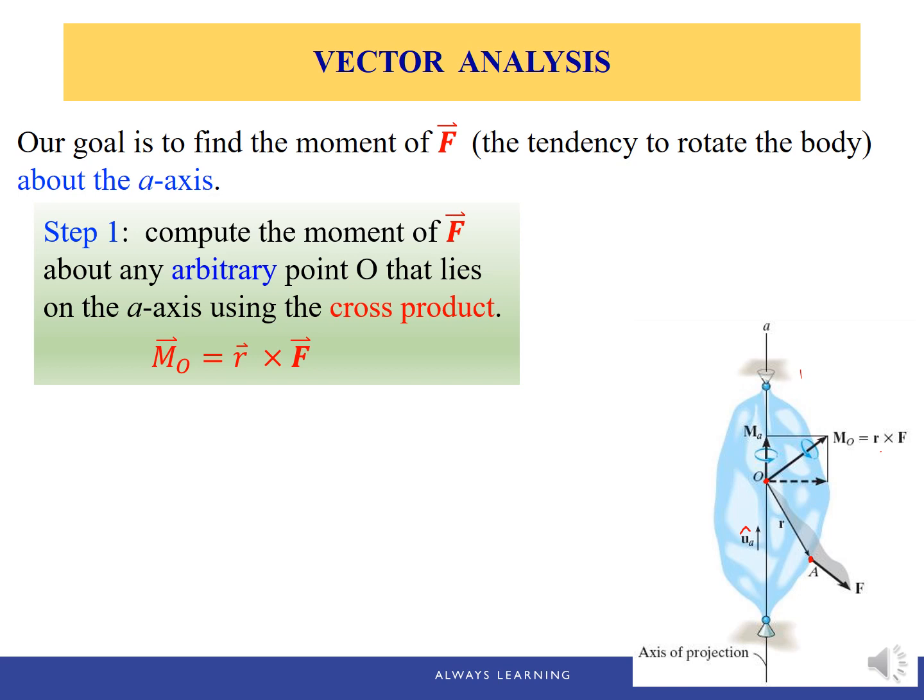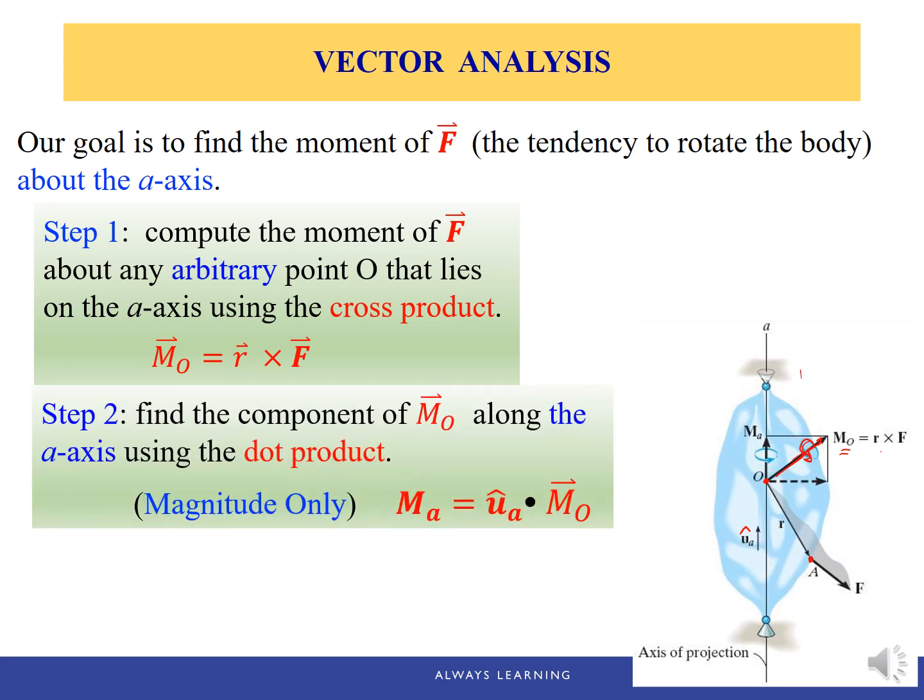So the MO is the tendency of the force to rotate the bottle about point O, or the axis actually passing through the point O, pointing in the direction of MO. Again, this will be defined by the right-hand rule. That means this MO has a tendency for the bottle to rotate about the MO direction, this direction. But we're looking for the component, right, along the A axis.